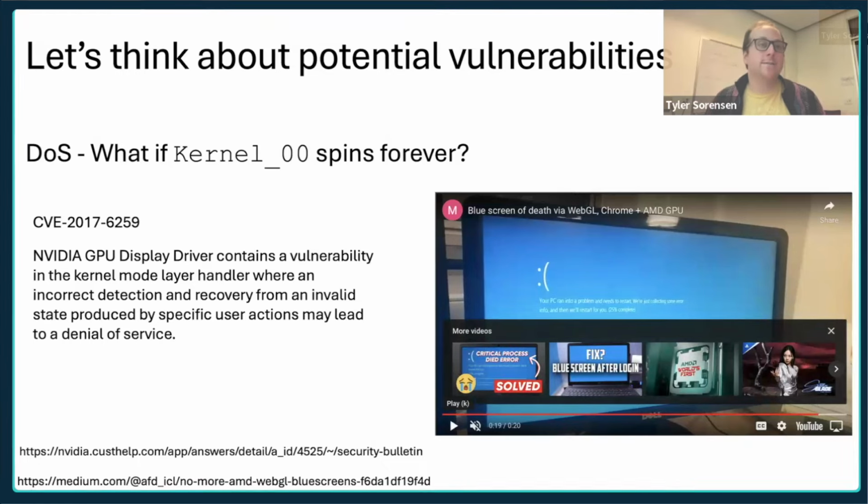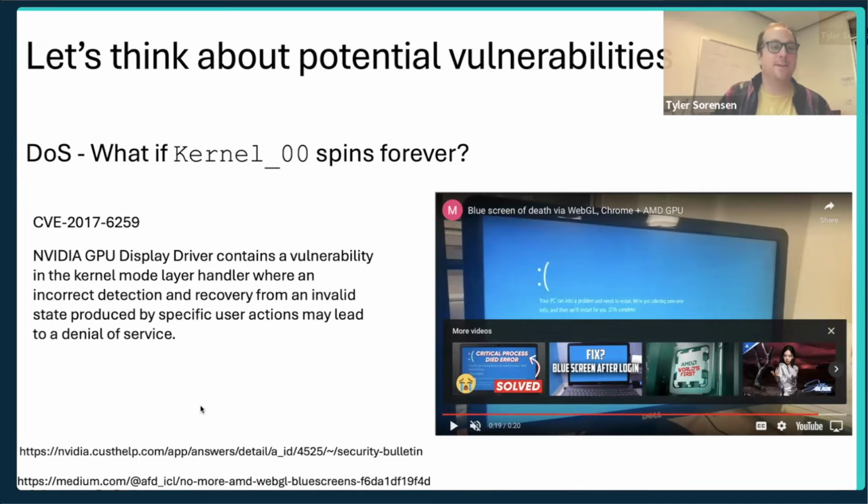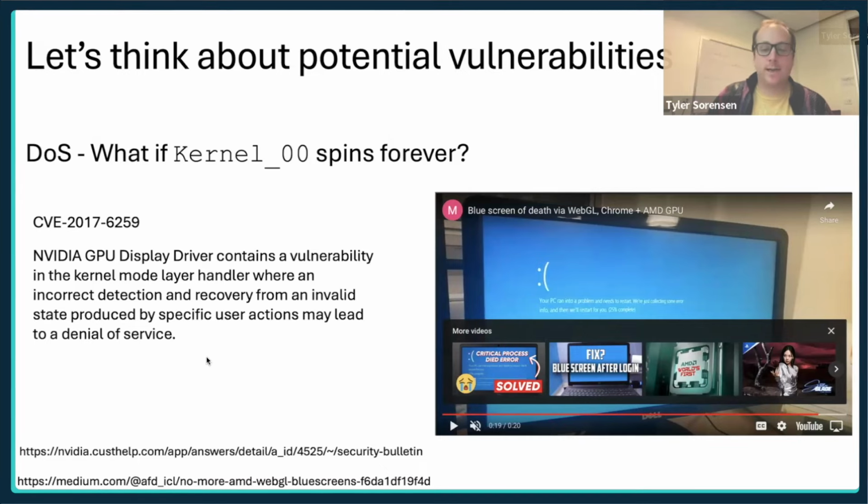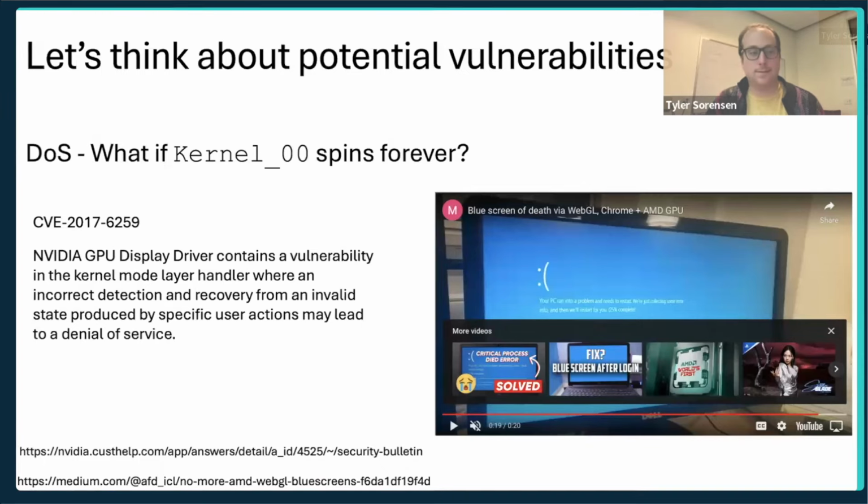If they don't terminate correctly, you can put the system in a very strange space. And on some interactive systems, like maybe on your operating system or on Windows, you can actually crash the entire system. And so this got a CVE back in 2017. GPU vendors have worked on this a little bit since then. Things are a bit better, but I think there are still issues.